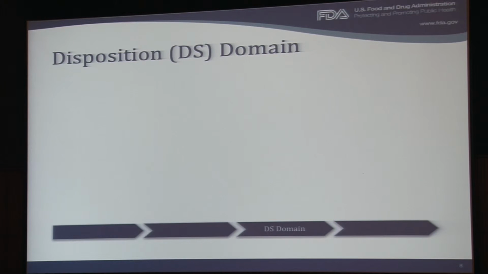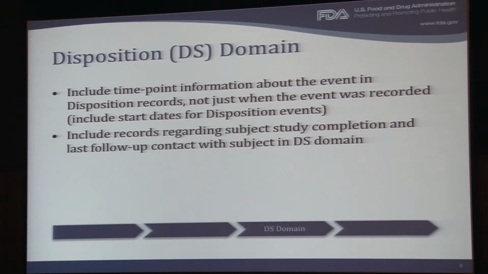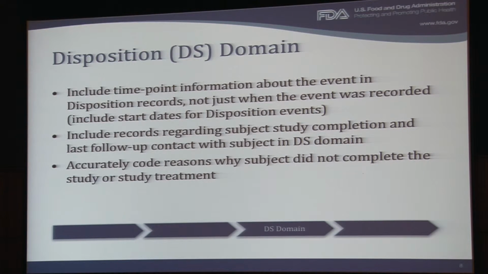So now on to the disposition domain. This is where we see the most variability from submission to submission. And it's one of the most important domains in providing the protocol milestones. So these are 3 areas that I would like to highlight today.